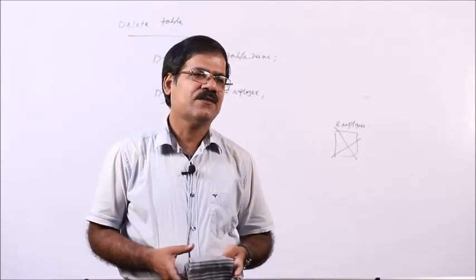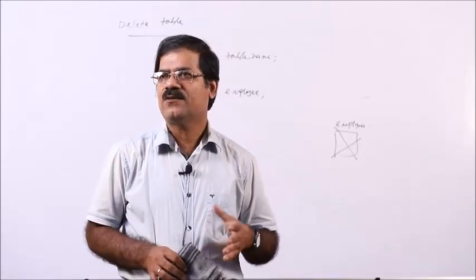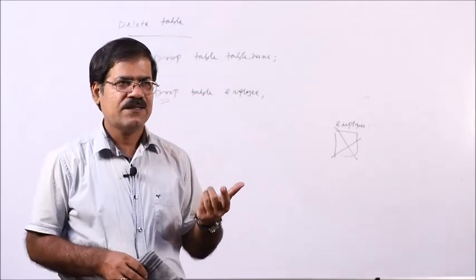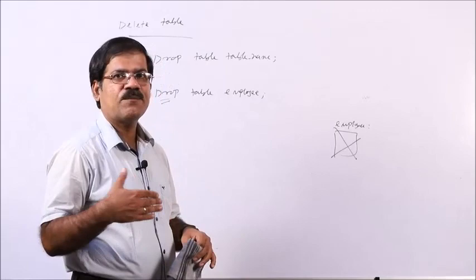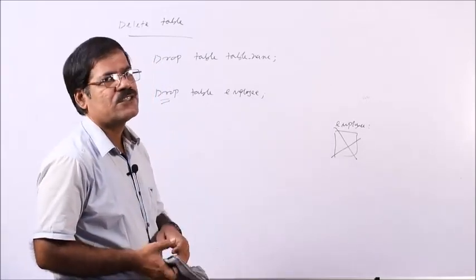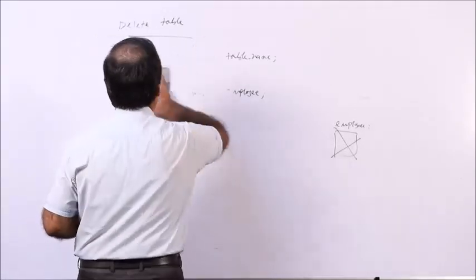So, next class I will discuss data manipulation commands, how to delete the records. See, again the delete command is used to delete the records, while the drop command is used to delete completely the structure of the table or the structure of the database from the memory.